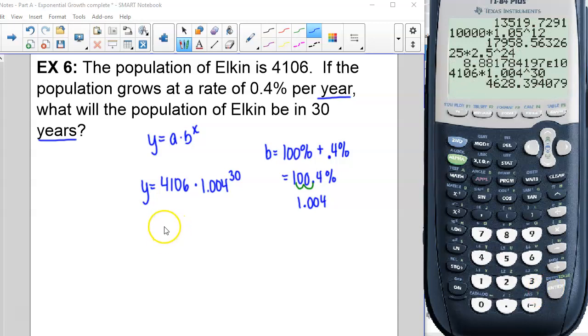All right, so 4,628.39. What does it make sense to round to on this problem? Nearest whole number. So 4,628 people. Because this is people, it makes sense to round to the nearest whole person.